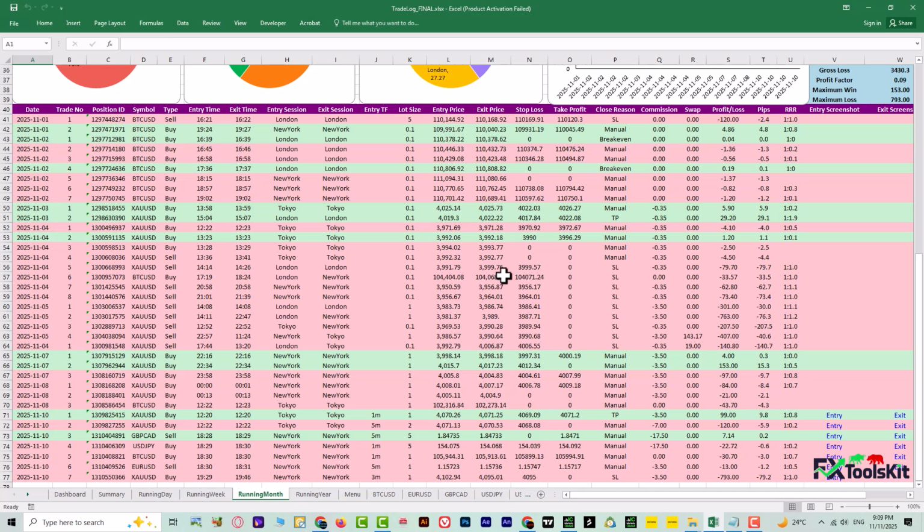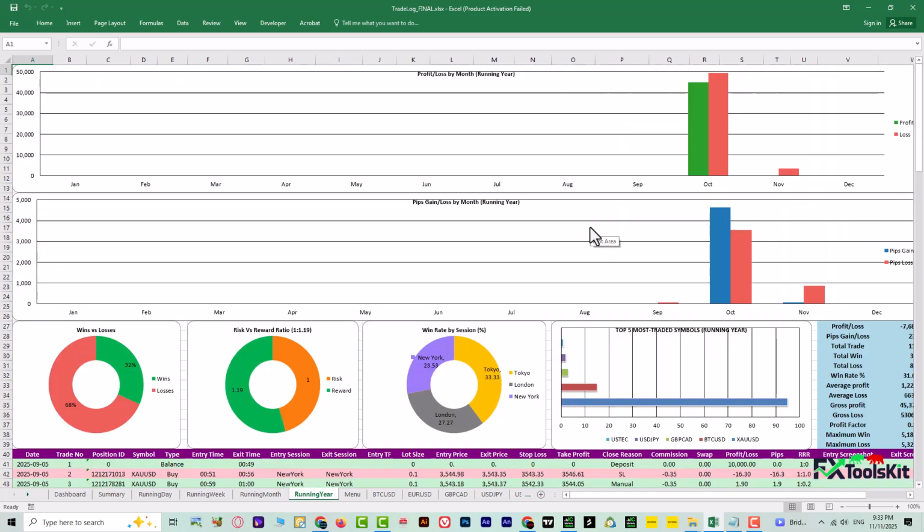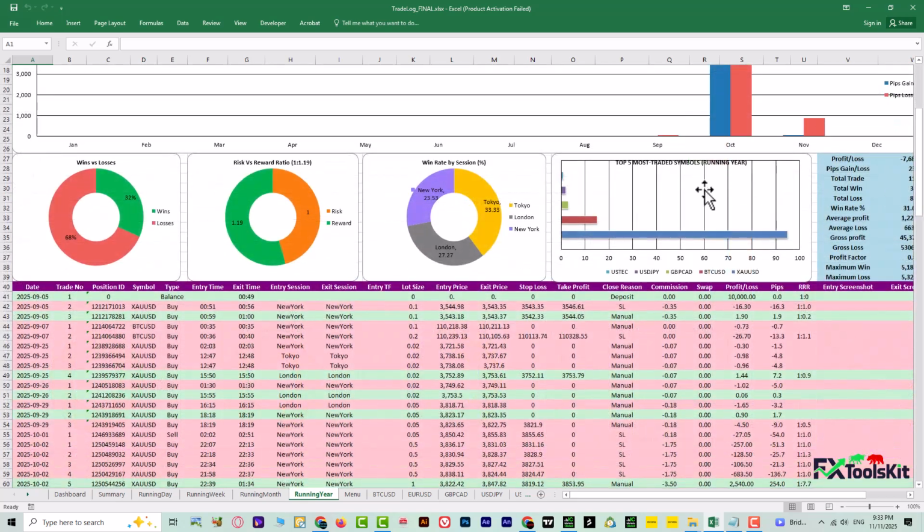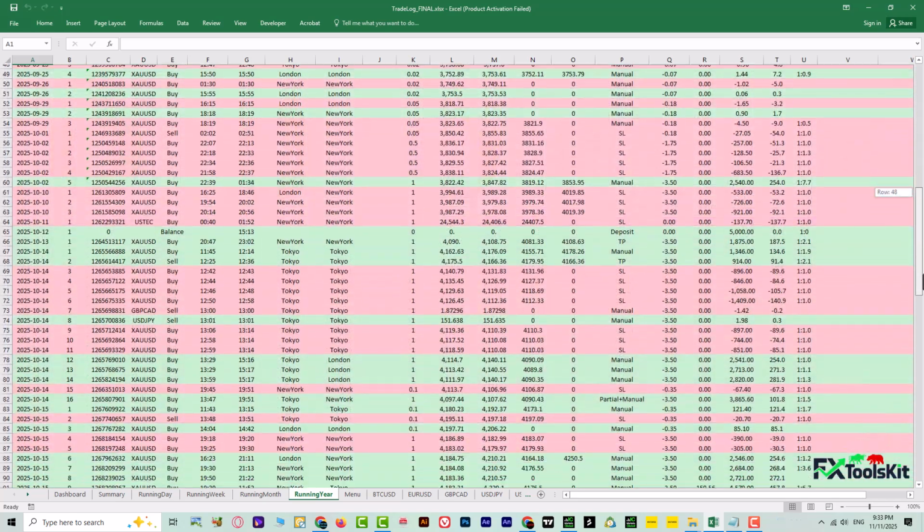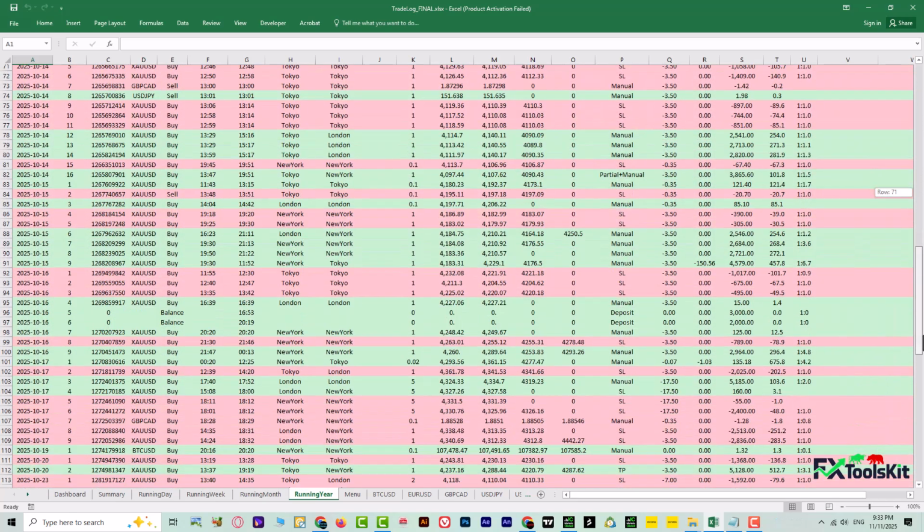Now let's move to the running year sheet. In the running year sheet, it's exactly similar to the running month sheet, but it will show data based on your running year trades. In the top 5 most traded symbols, it will show which symbols you traded the most. Here you can see all your trades for the running year in detail.